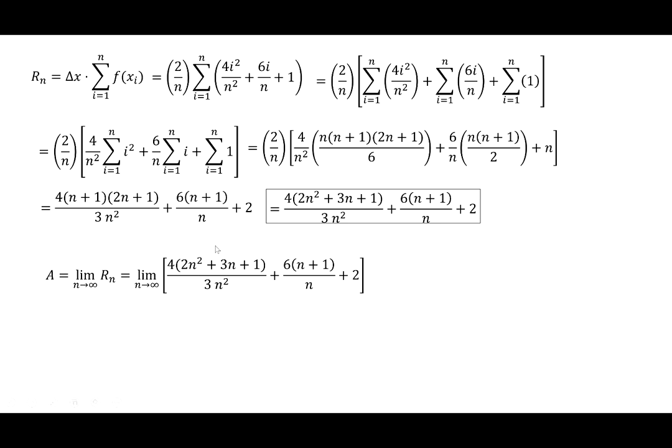Right? So 8/3 from the first one, 6 from the second, 2 from the third. Ta-da! That, ladies and gentlemen, is the exact area under the curve. Cool? I hope you appreciate this. Of course, there were quite a few steps. I agree. Welcome to college.